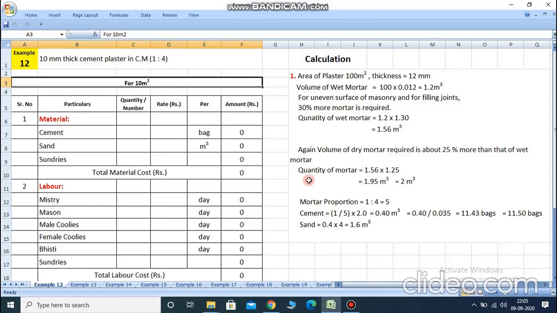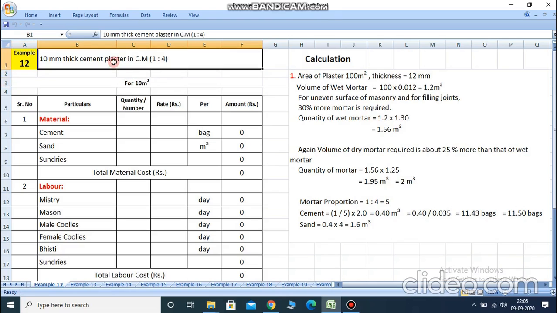Hello students, today we start a new example. Example number 12. In this example, we calculate the 10 mm thick cement plaster of a cement mortar.